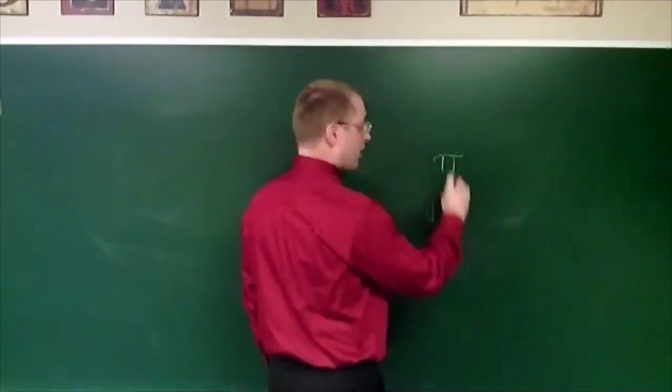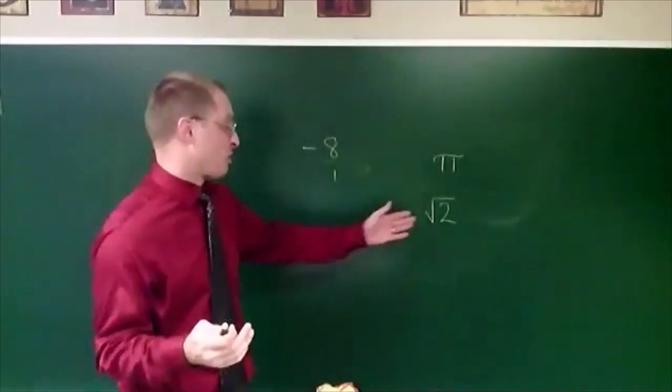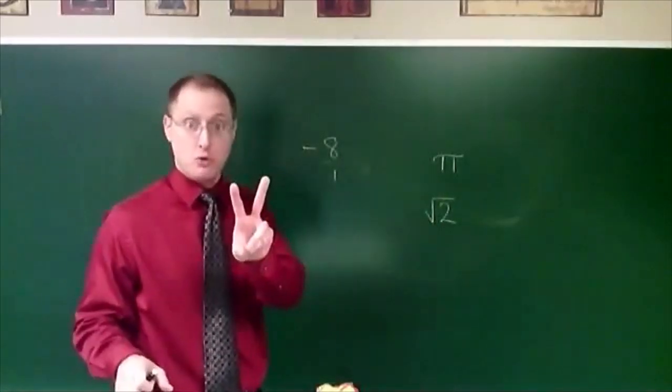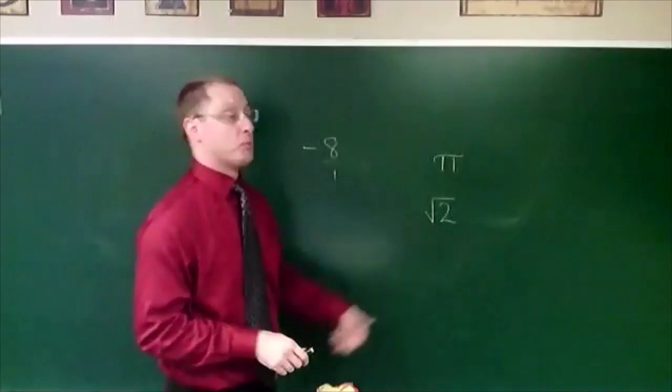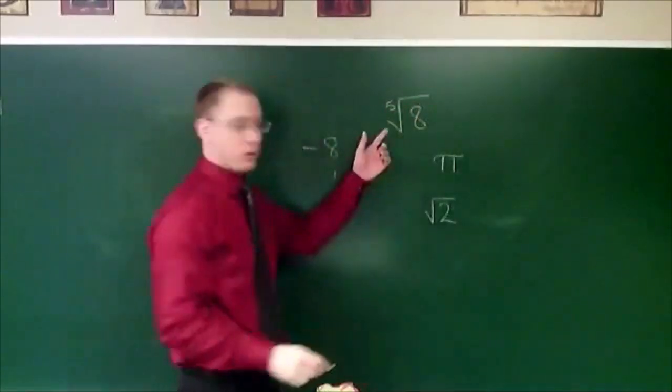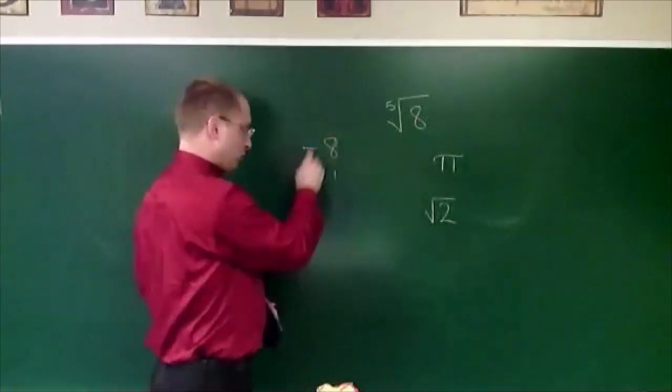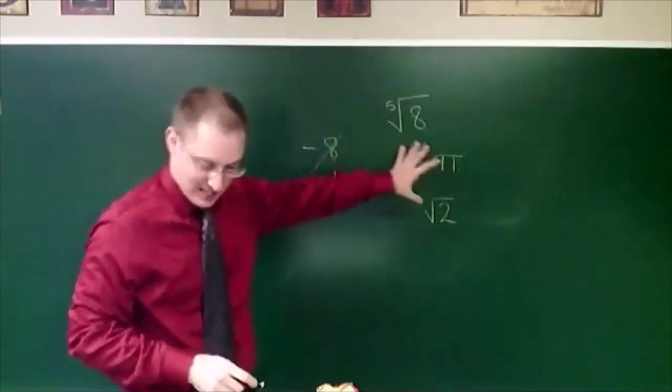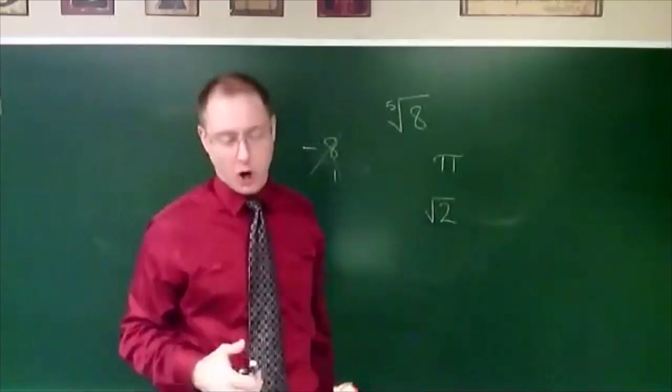Roots. Roots that don't work out evenly, like the square root of 2. Now, the square root of 4 is even, right? That's 2 over 1. But the square root of 2 doesn't work out evenly. The fifth root of 8. You can't work that out evenly. So most of your roots are irrational. Pi is irrational. But most of the numbers we work with are rational.